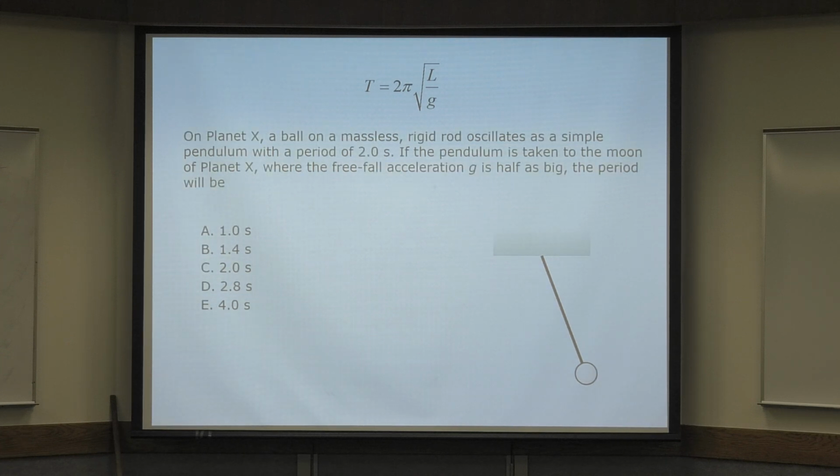On planet X, a ball on a massless rigid rod oscillates as a simple pendulum with a period of 2 seconds. If the pendulum is taken to the moon of planet X, where the free fall acceleration g is half as big, what's going to be the period? So pause your video and figure it out. A little bit of math, or figure it out.